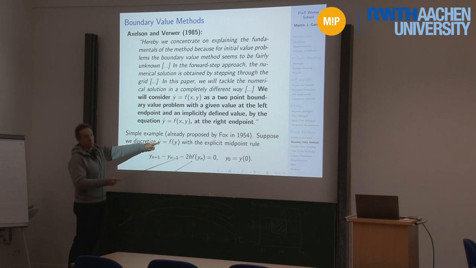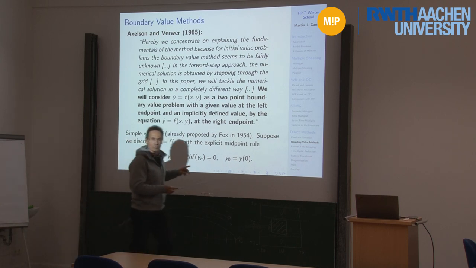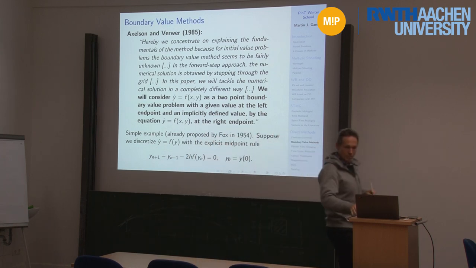So in general, if you want to use such a method, you need to start the method somehow. You need an Euler step to start, and once you have two values, then you can advance with this. And here what they do is they don't use an Euler step to start, but they do something at the end to this. So what does that produce?